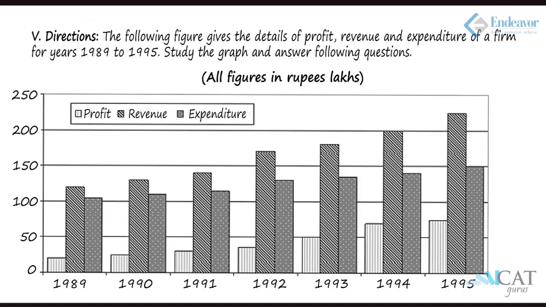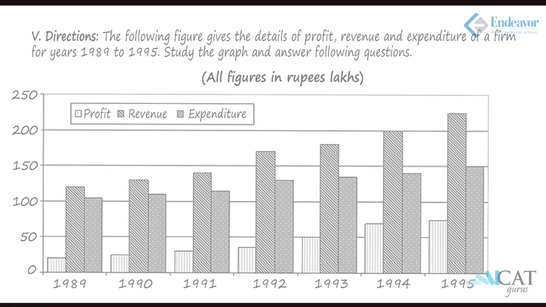We just calculated the total revenue or the average revenue, but let's do it again. So total revenue is what? 1170 and total expenditure comes to 890. So 890 upon 1170 approximately is close to 75%. Let's have a look at the next question.